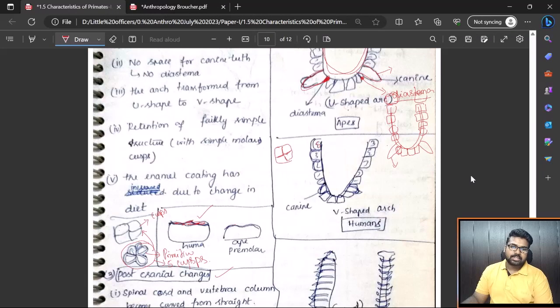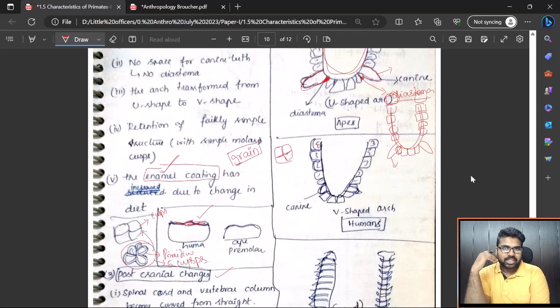Then one more thing is there is a change in the diet in humans. So we started chewing more, we started taking more carbohydrate and grain based diet. If we are eating more and more grain, we need to grind it properly. We need to chew it properly. That means when we are chewing constantly, there is a pressure on the molar teeth. That is the reason why there is a very thick coating of enamel. Enamel is a protective layer on the teeth.